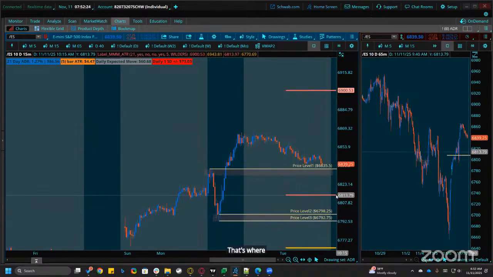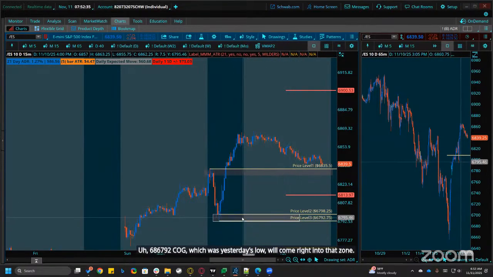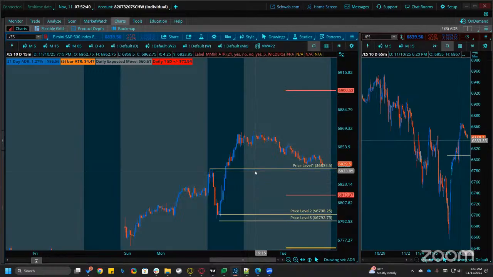That's where we're headed. We'll cut right through that 6811 cog, 6800, 6792 cog, which was yesterday's low. We'll come right into that zone. So all we got to do is get through the 68.32 cog line.